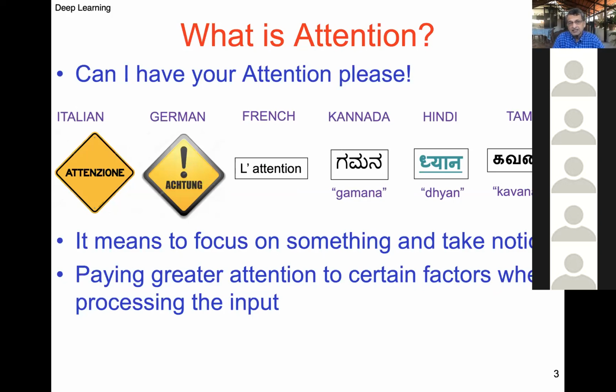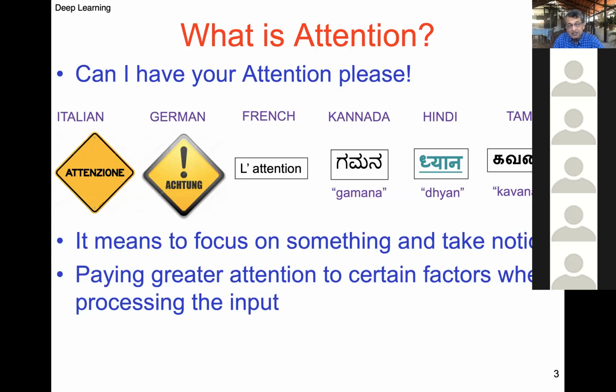All right. So rather than look at everything, if you have a scene, you're saying, don't look at everything in this scene. Focus on this little tree here, or a house here, or a person here. So it is paying greater attention to certain factors when processing the input. So it is just our intuitive idea of what we think of as attention. But the last sentence is an interesting one. It says, paying greater attention to certain factors when processing the input.